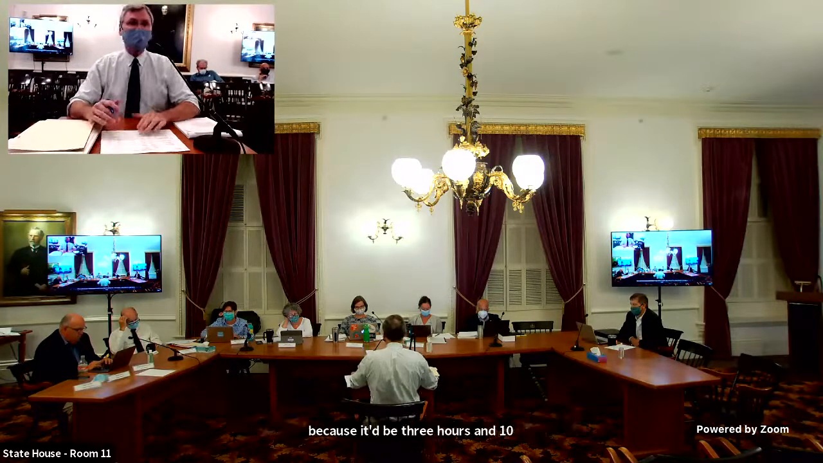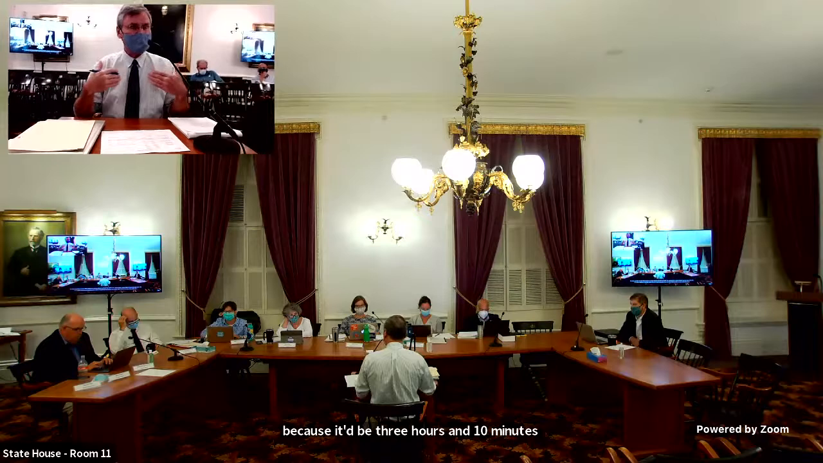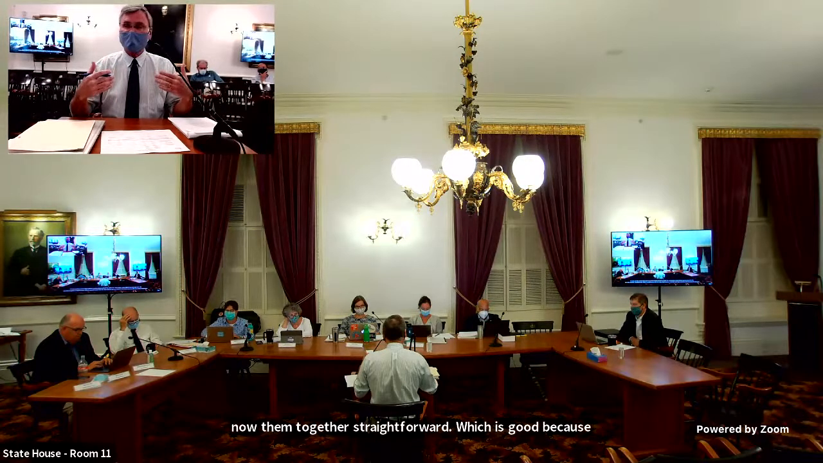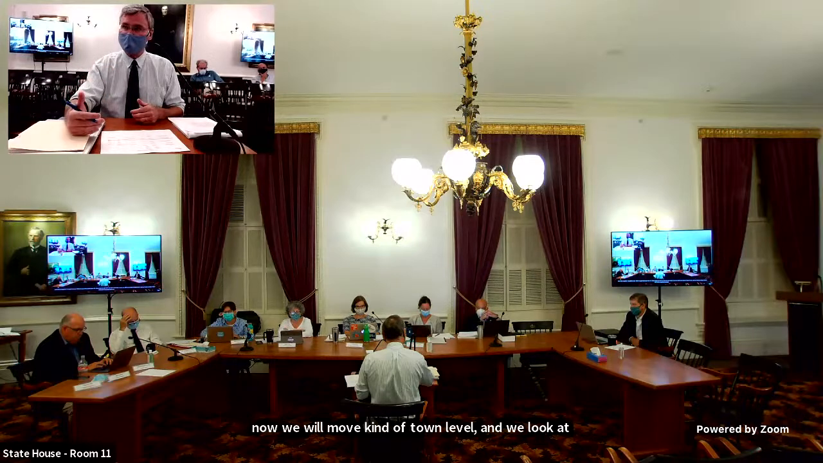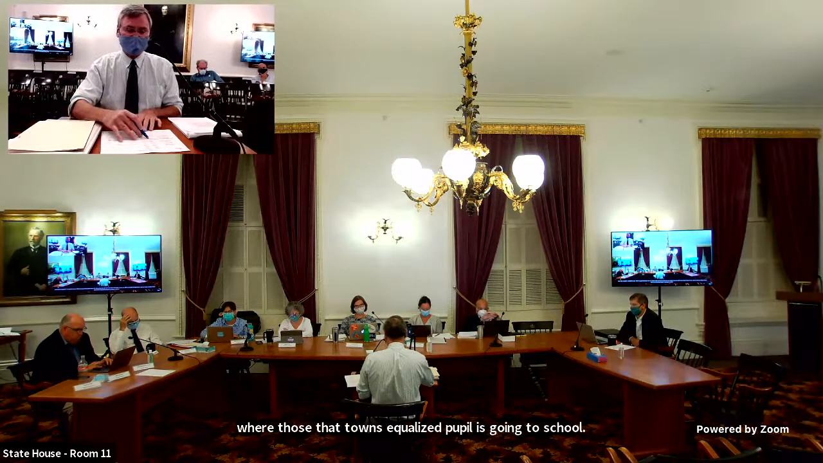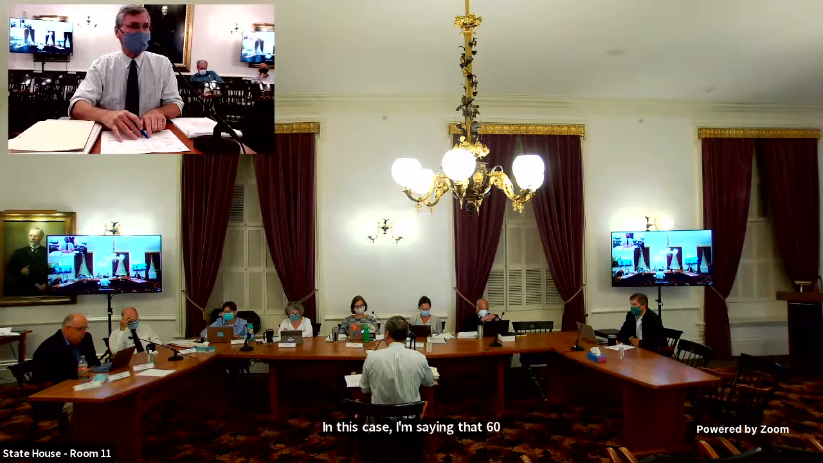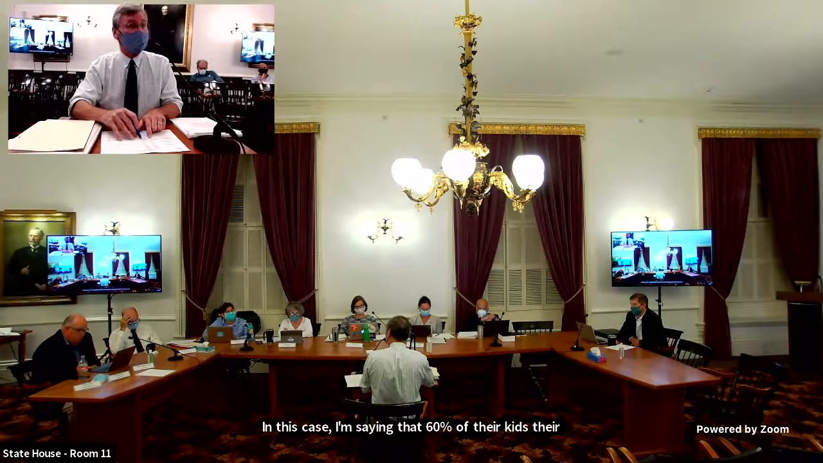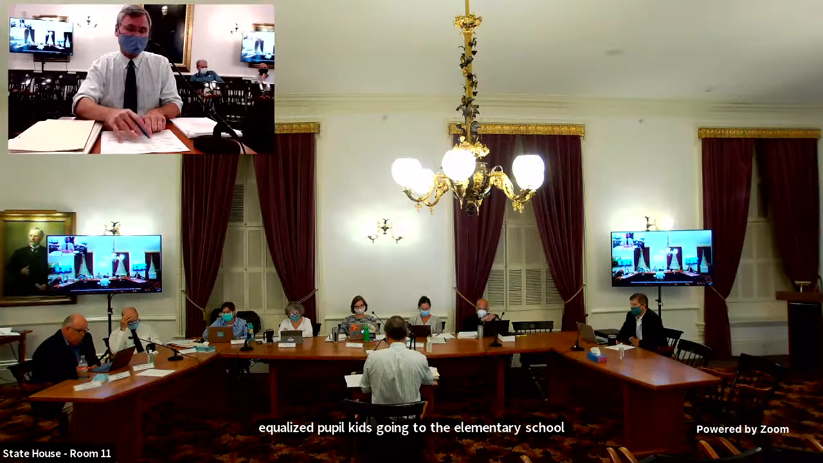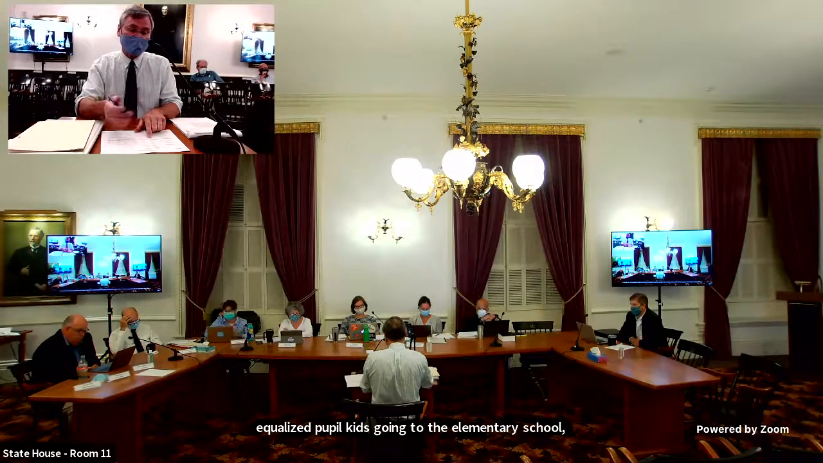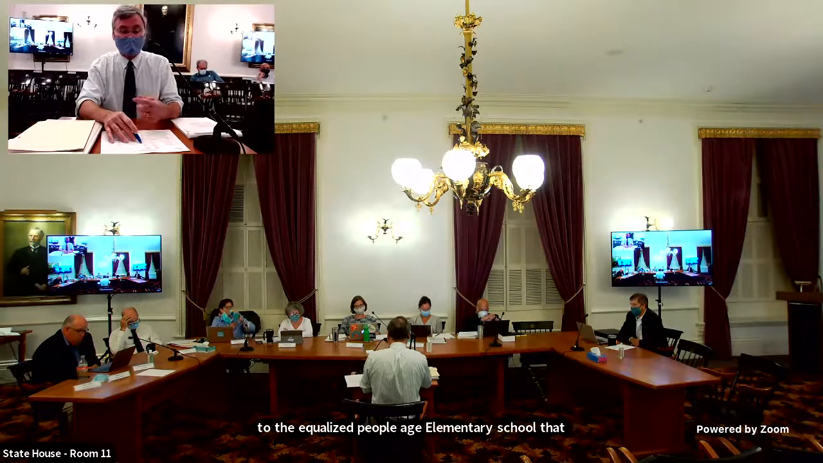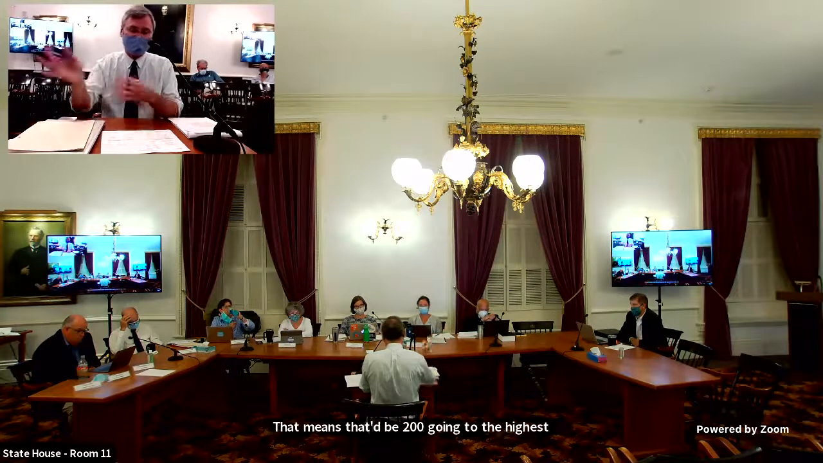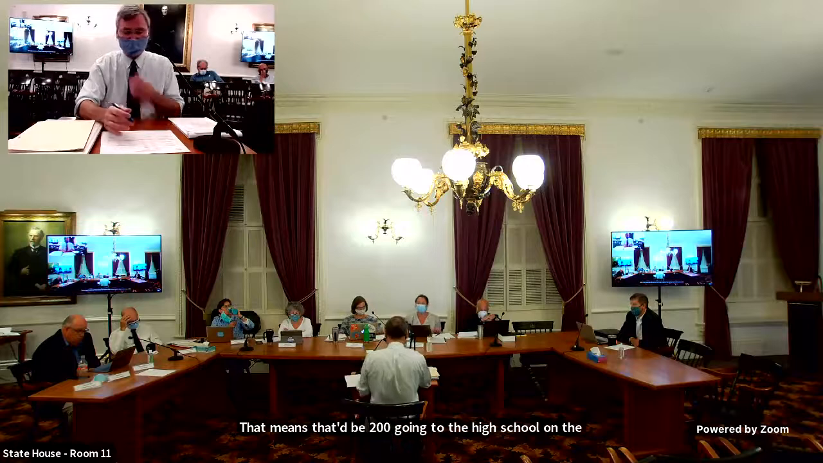Now the next step is we move to the town level and look at where that town's equalized pupil count is going to school. In this case, I'm saying that 60% of their kids, their equalized pupil kids, are going to the elementary school and 40% are going to the high school. So there's 300 equalized pupils going to the elementary school. That means there'll be 200 going to the high school, and the other 500 from the high school come from some other town, or towns plural, we don't care.